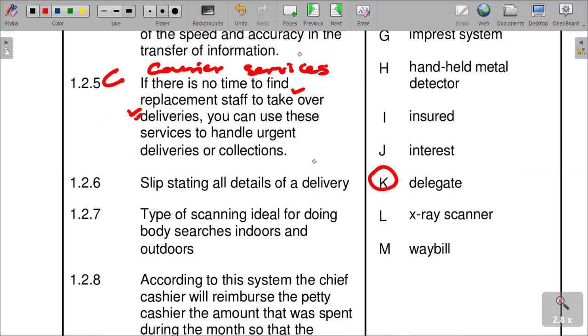Number 6, a slip stating all details of a delivery. It's a way bill, which is M. It's a way bill.